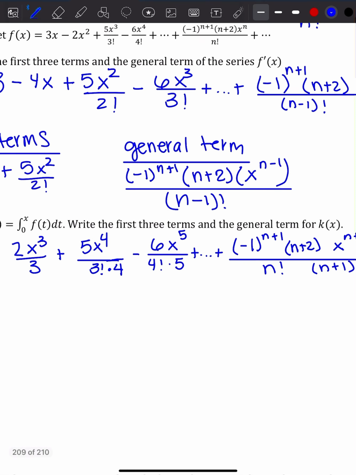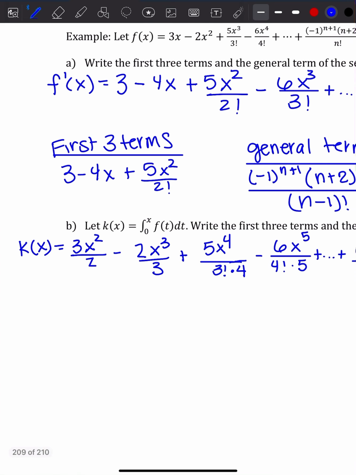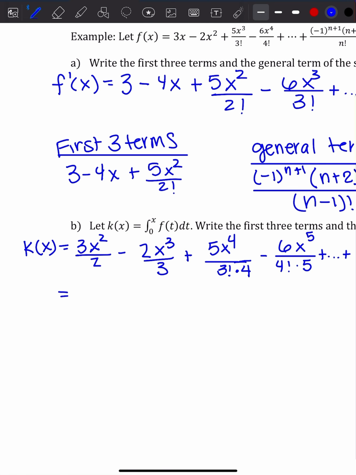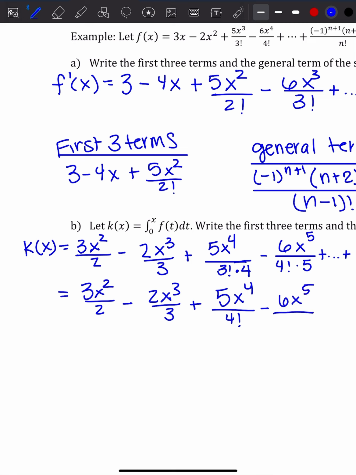Okay, so now that we have this, we're going to go ahead and simplify what we have. 3x squared divided by 2 doesn't change, so we're going to leave it as 3x squared divided by 2. 2x cubed divided by 3 doesn't change. Okay, 5x to the fourth, that's fine. We have 3 factorial times 4. 3 factorial is 3 times 2 times 1, and if we multiply it by 4, then we have 4 times 3 times 2 times 1. That's the same thing as 4 factorial, so we have 5x to the fourth divided by 4 factorial. 6x to the fifth divided by 4 factorial times 5 would be 5 factorial.